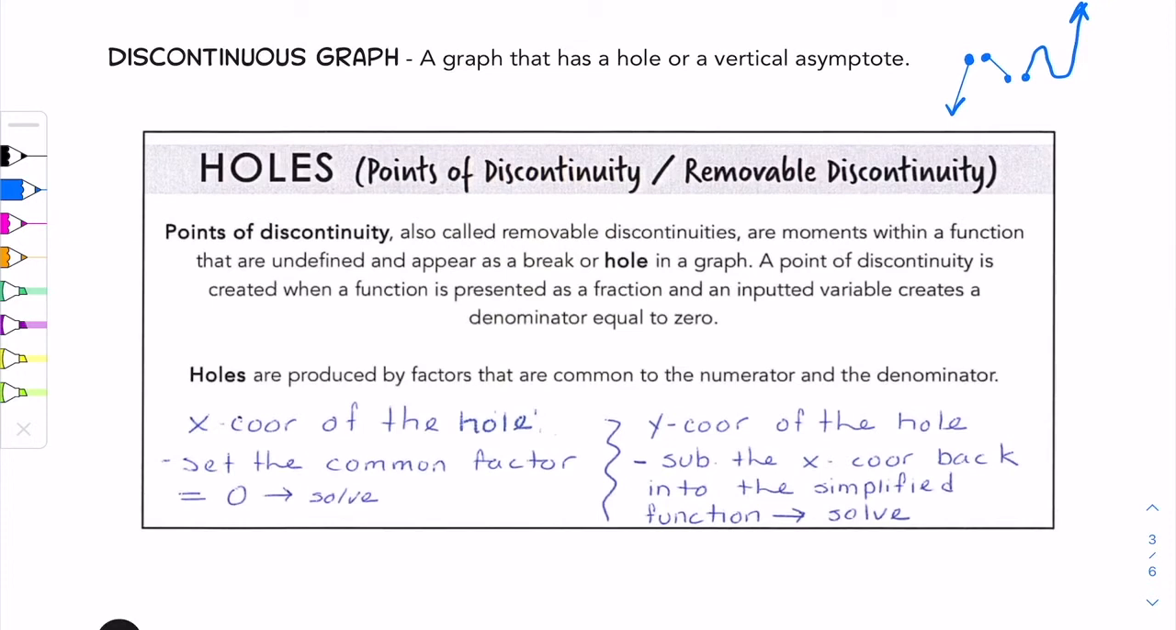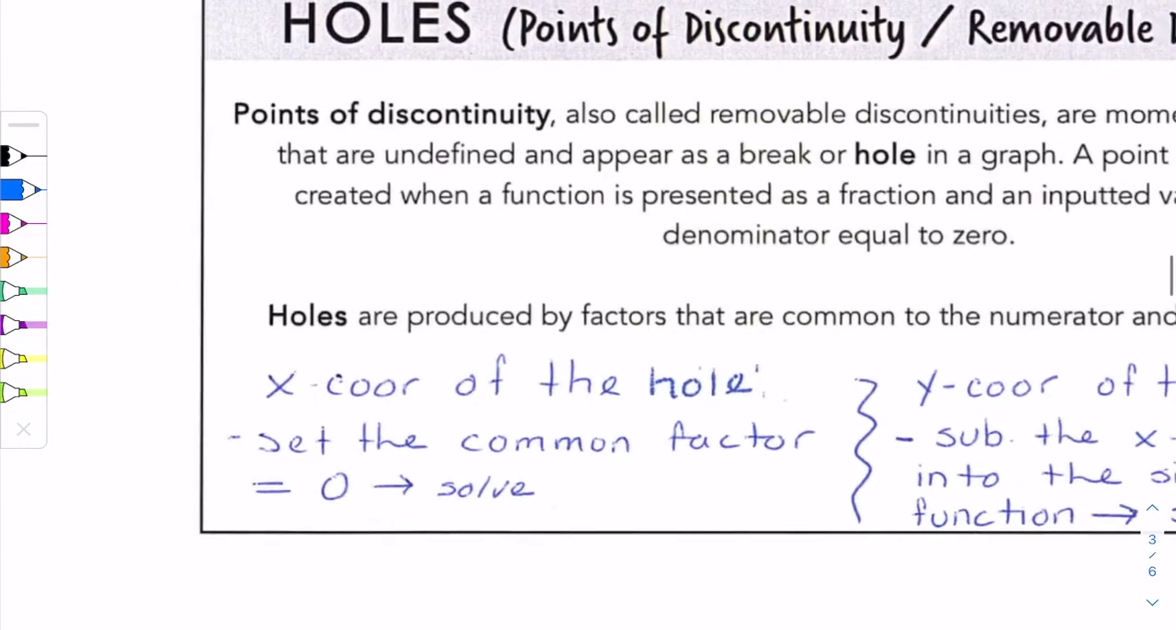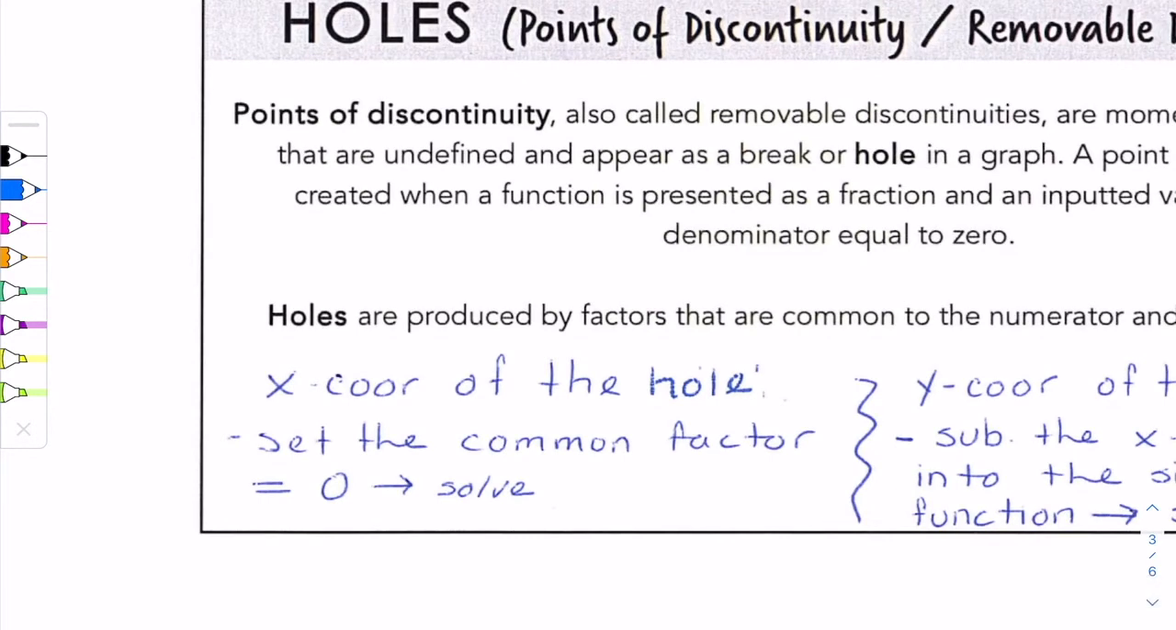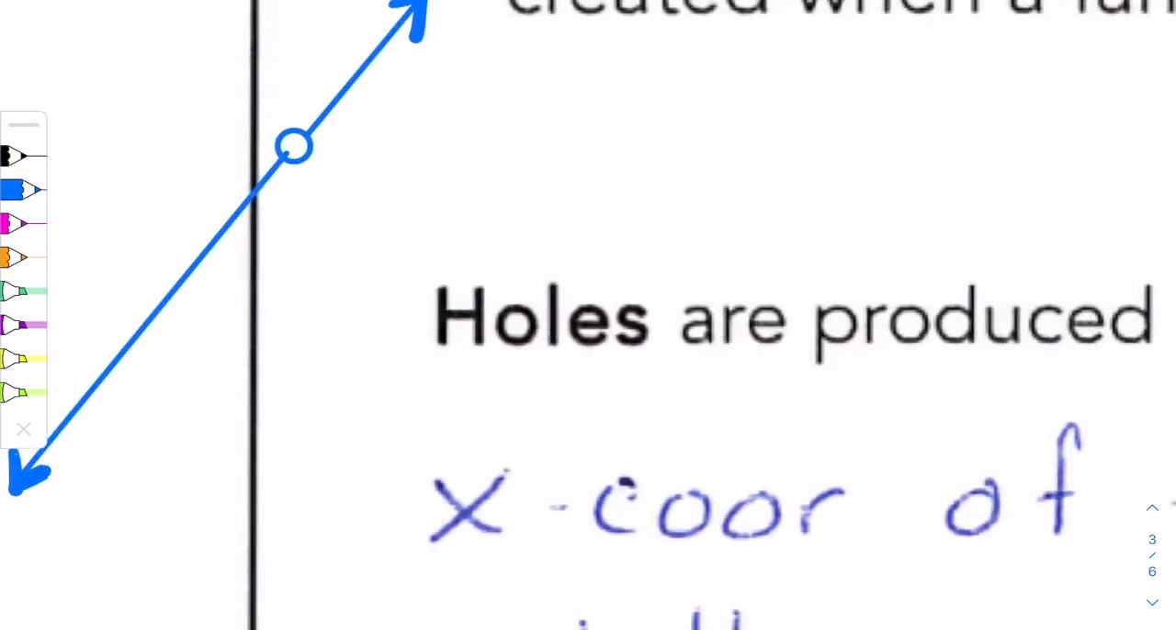Starting with holes. Holes are points of discontinuity or removable discontinuities. They're moments within a function that are undefined and appear as a break or a hole in the graph. When you're graphing them, they are graphed just like they sound. If I'm graphing this line, which is going to be what appears to be a straight line with a hole in the graph, I stop graphing, I draw an open circle to indicate a hole, and then the line continues. So this right here is considered a hole.